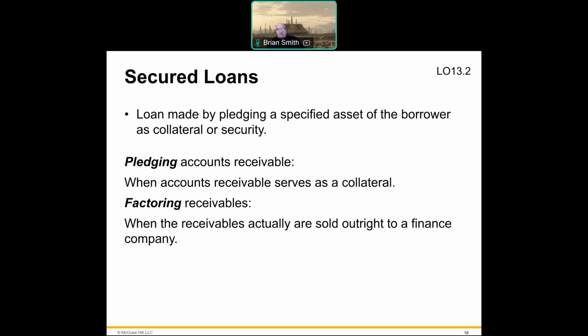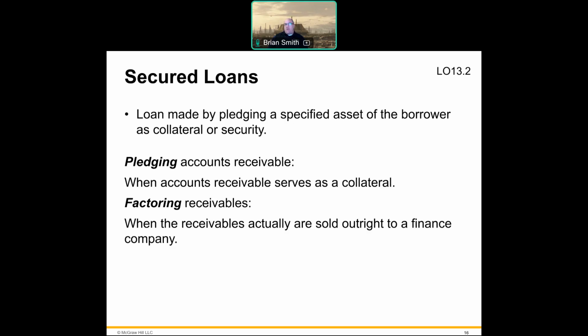So that's kind of what factoring is, and not pledging. Pledging is just securing the loan. Factoring, you're not going to sell it for the full amount of it because no one's going to want to do that. They're going to sell it for less than what they're supposed to collect. So if I had an account receivable and I know I'm going to collect $2,000, I might sell it to someone for 1,600.